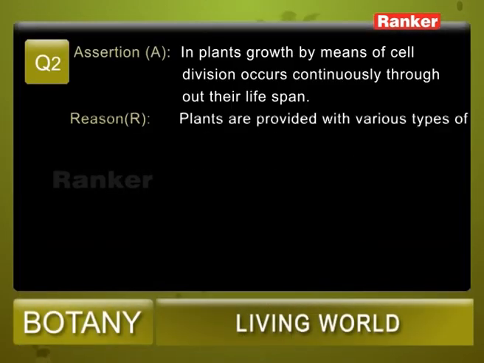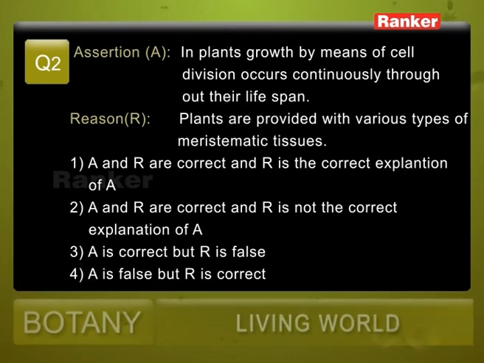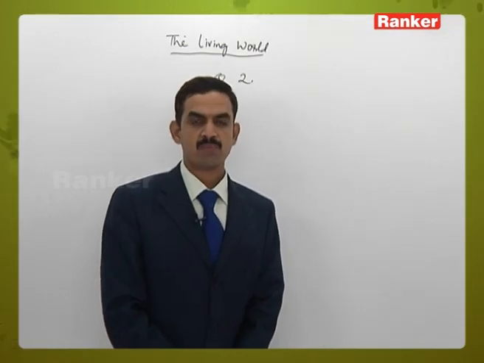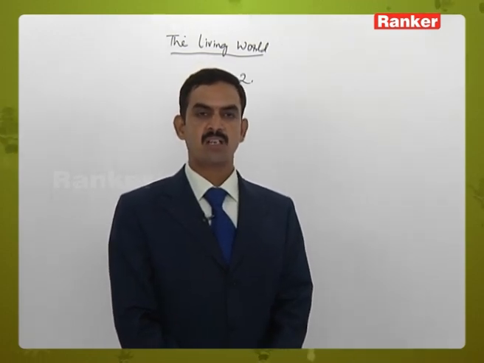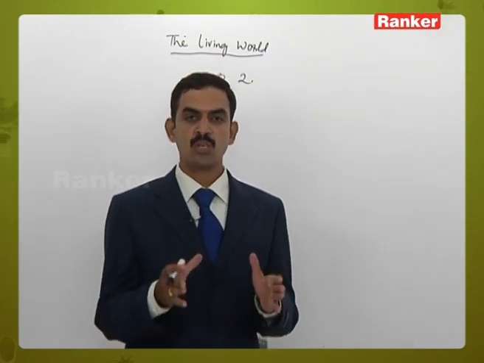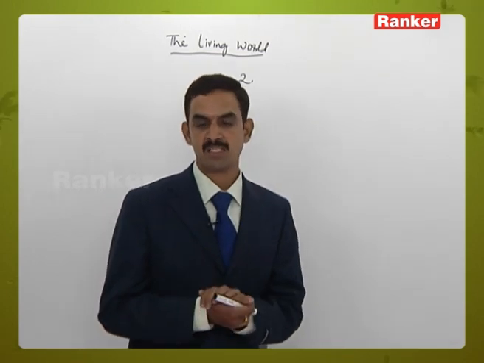Question number 2, assertion: In plants, growth by means of cell division occurs continuously throughout their lifespan. Reason: Plants are provided with various types of meristematic tissues. Options: 1. A and R are correct and R is the correct explanation of A. 2. A and R are correct and R is not the correct explanation of A. 3. A is correct but R is false. 4. A is false but R is correct. So here, as we know, plants have a special character related to growth, that is they show growth throughout their life cycle, starting from germination of the seed till the death of the plants. Why is it so?